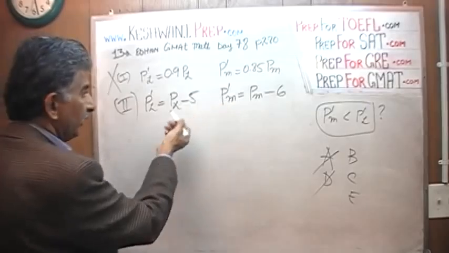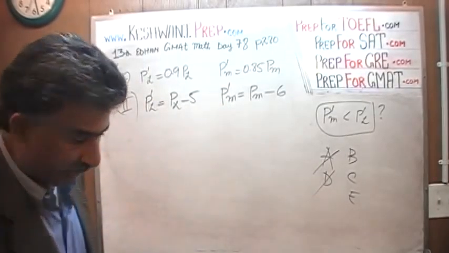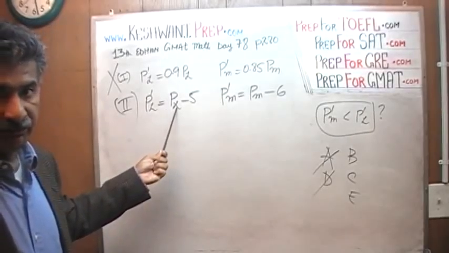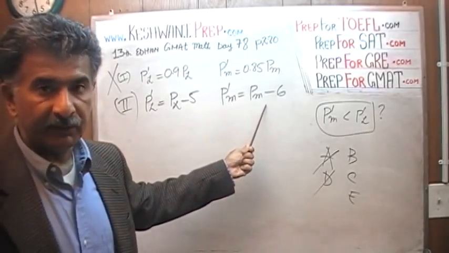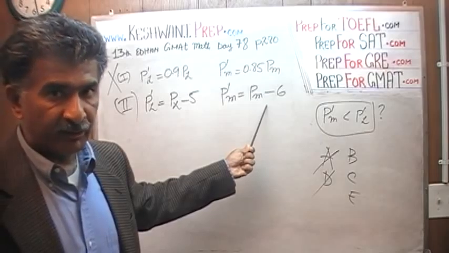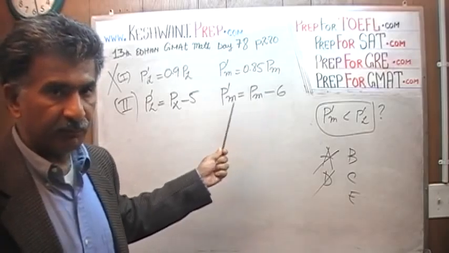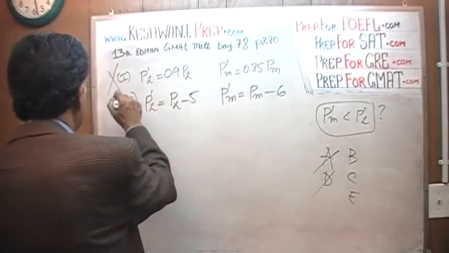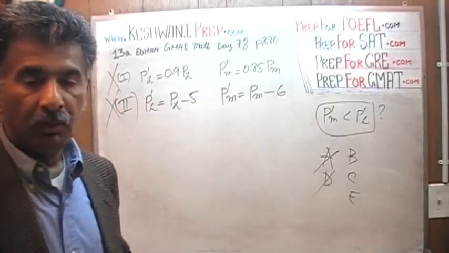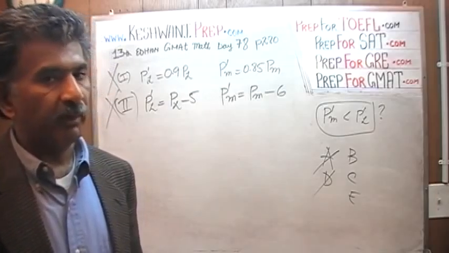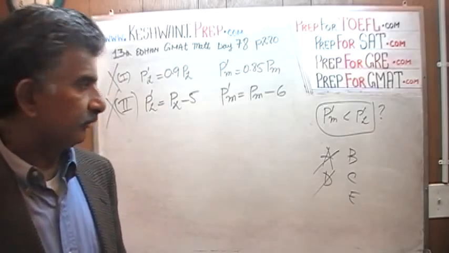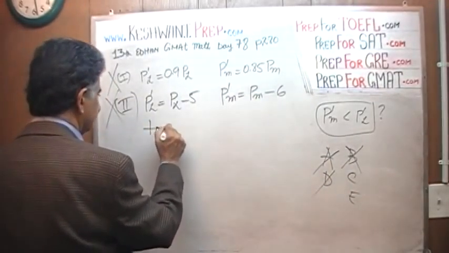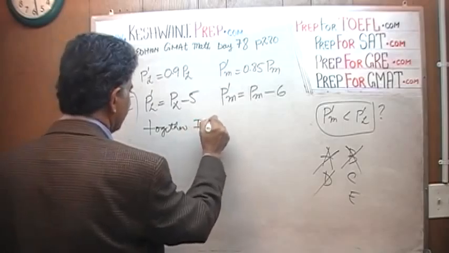Is that enough for us to tell, just by knowing the mere fact that the discount price at the first store is $5 less than its regular price, and the discount price at the second store is $6 less than its regular price? Is that enough for us to compare their discount prices? Of course not. Second statement is also of no use. It does not provide us sufficient data to answer the question. Answer cannot be B. Let's put them together. Together 1 and 2.